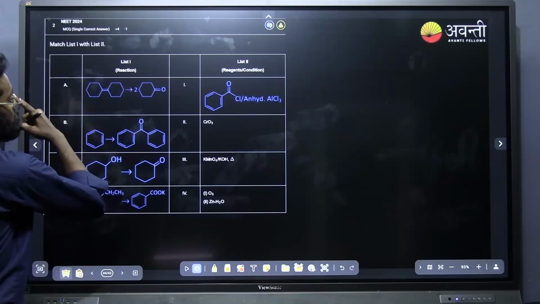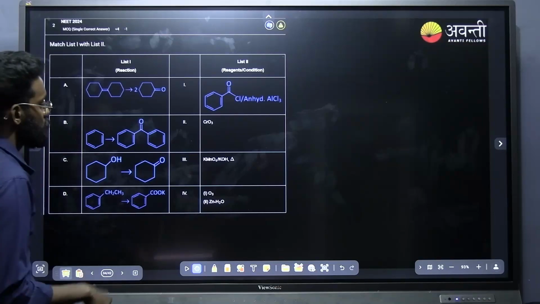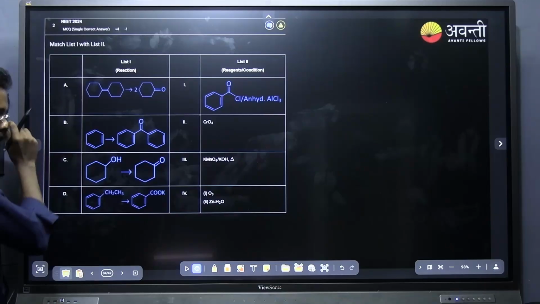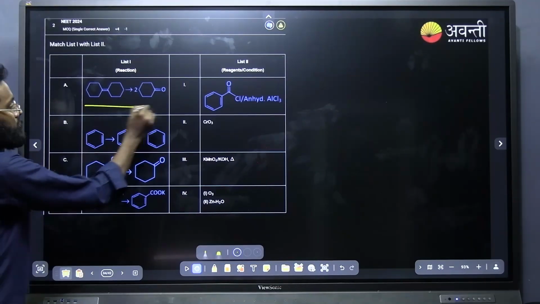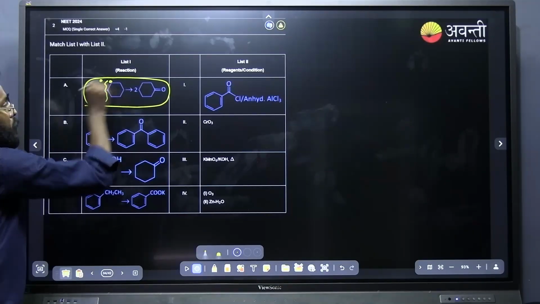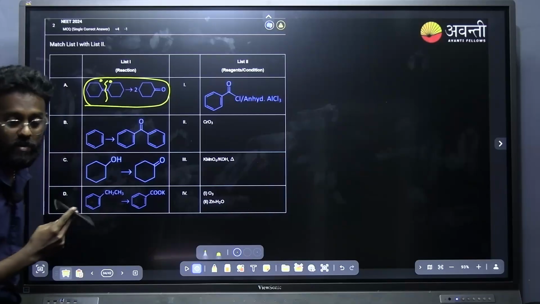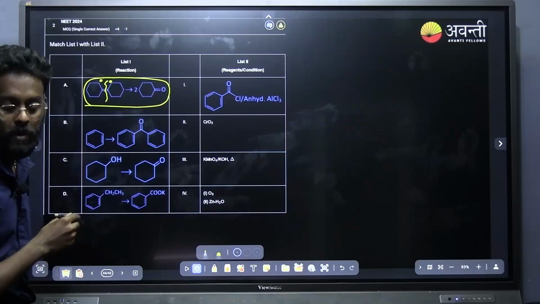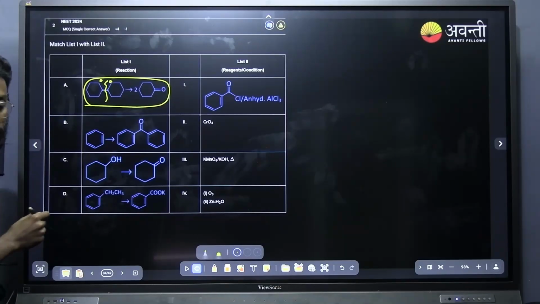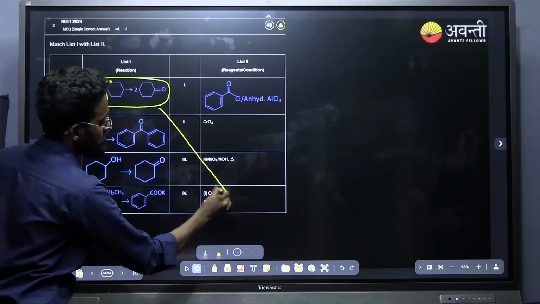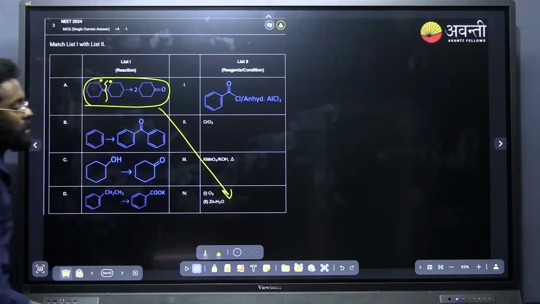First one, you can see there is a double bond here. It is converting into two ketone groups. What reagents are used for that conversion? Can anyone identify this reaction? The double bond is broken and oxygen is added to both sides. What is that reaction? Yesterday we discussed it. Ozonolysis, very good Sakshi. It is the ozonolysis reaction, and the ozonolysis reagent we all know: O3 and Zn/H2O.